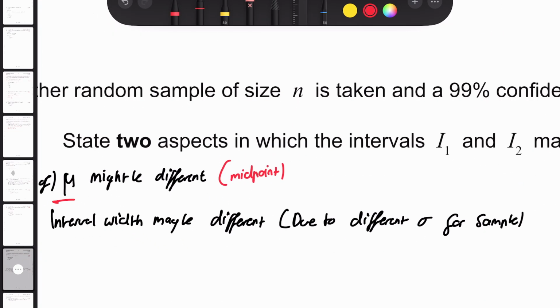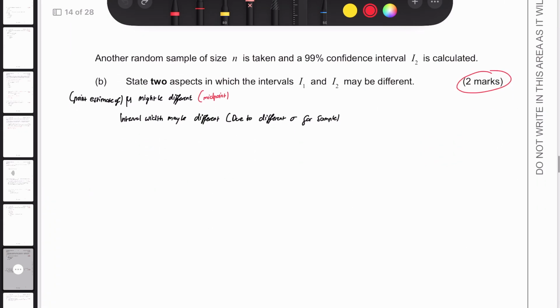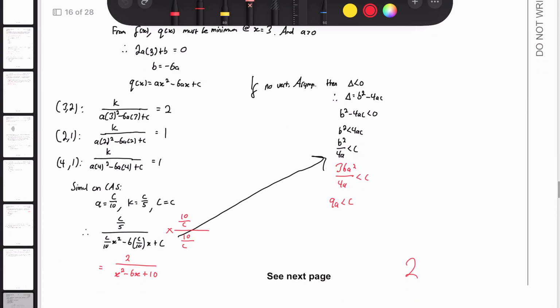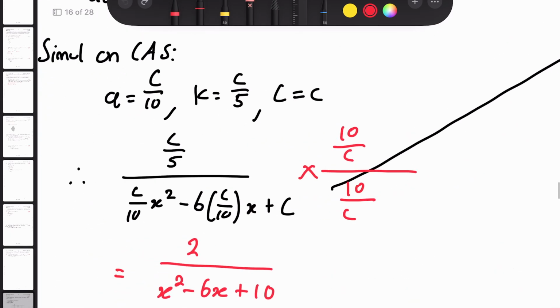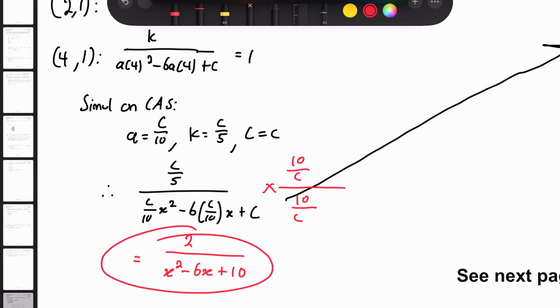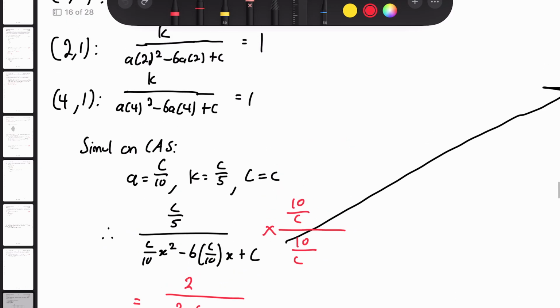Here I said mu might be different, but they talked about the midpoint, but they said midpoint because of mu being different, so I gave myself the mark. Here I lost 2 marks because I just had to multiply it by this, so then I can cancel out the C on top and bottom, and then I can multiply it by 10, and then it would cancel everything out to become this. So I lost 1 mark because I didn't do this, and I lost another mark because my final answer wasn't that, and it didn't match. I'm not going to give myself a mark for this, because that's a bit off.